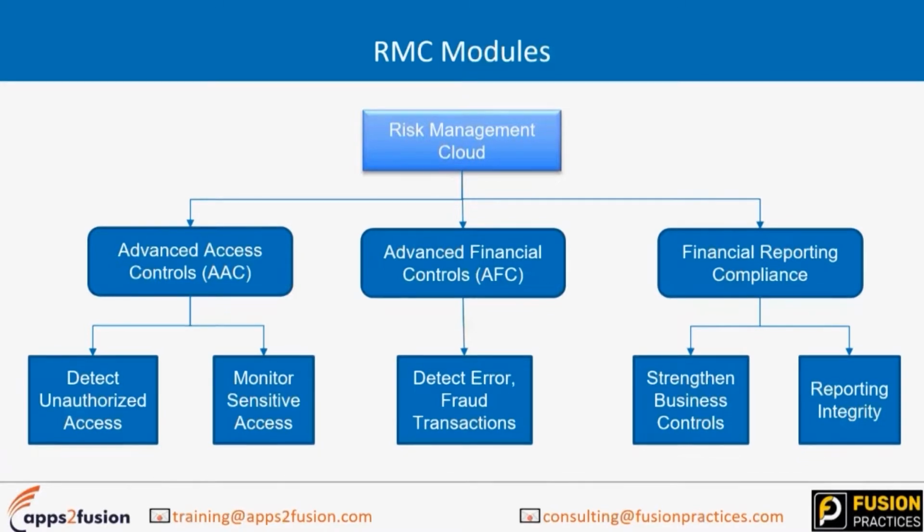Okay, so when I say AAC, it is access control. When we say AFC, it is financial controls or transaction controls. I'll give you an explanation for all these things, but let us see what the different modules are. Financial reporting compliance, which is nothing but FRC. Access control. These are the main three modules of RMC.